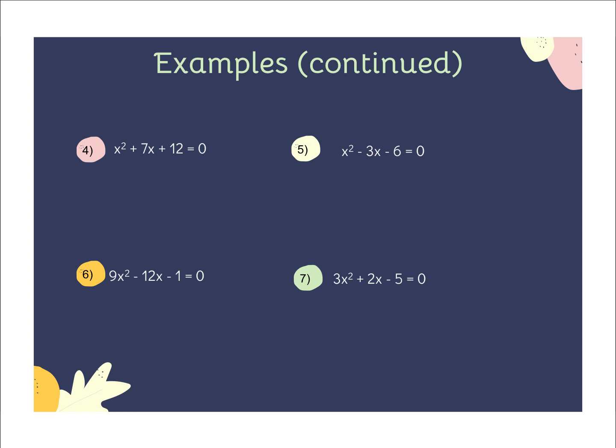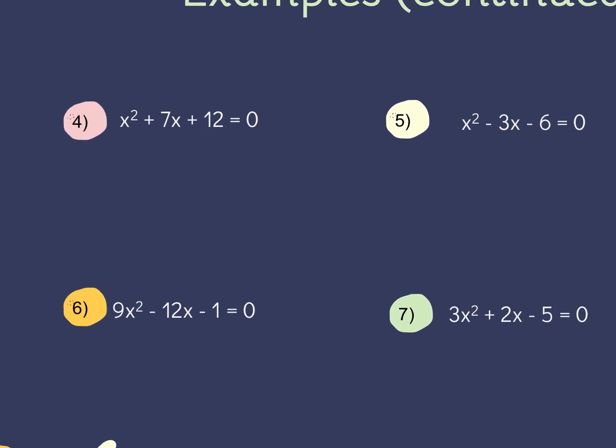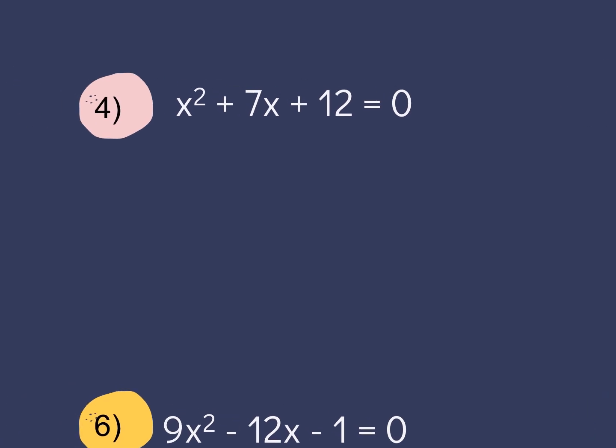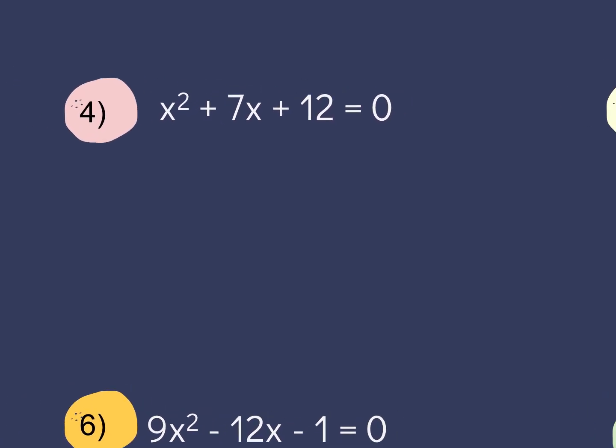All right, moving along. We're going to do 2 more. Dos más. Do you think they're all going to be just super easy like the last few were? No, you silly gooses. But we're going to do the same thing, okay? This doesn't factor, so we're going to complete the square.